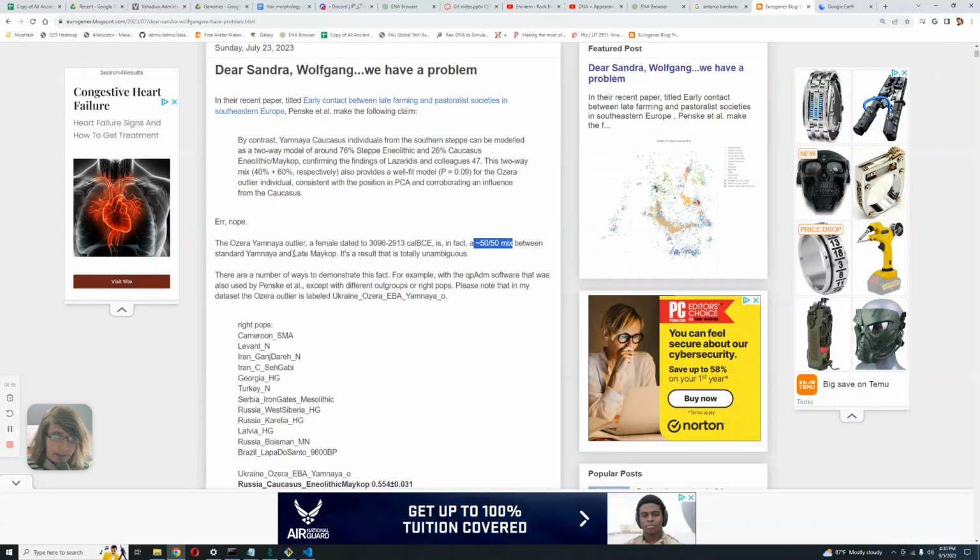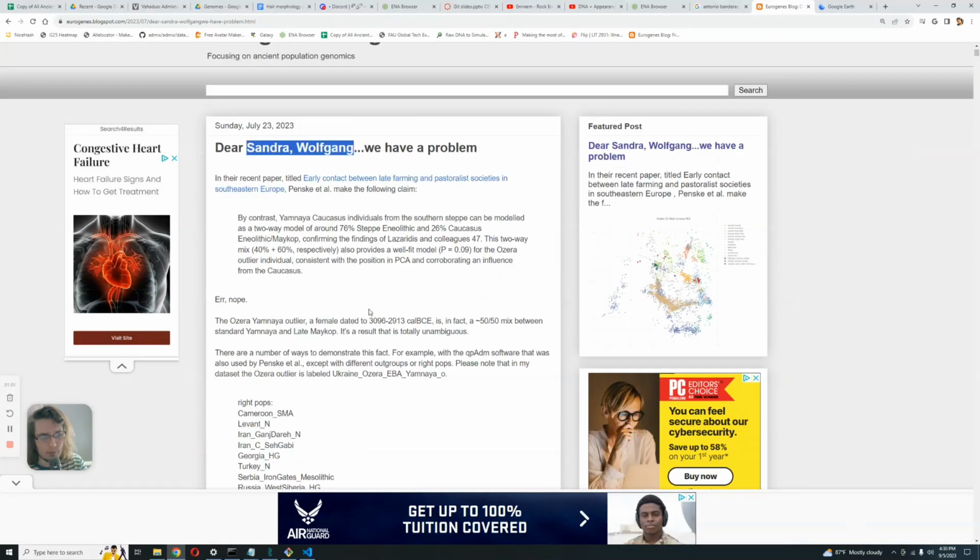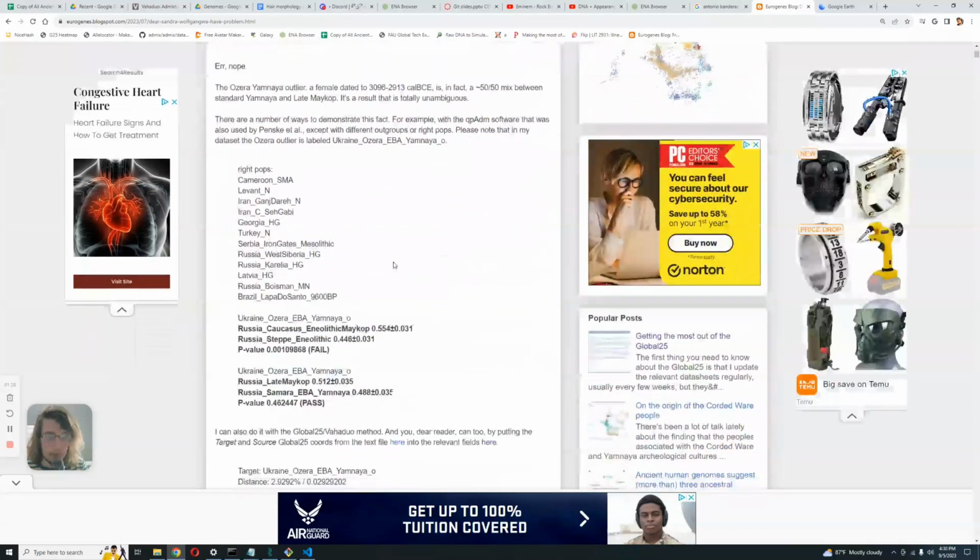Notice how the blogger here says late Maykop instead of Neolithic Maykop, which is what the original study was trying to push. The original study by Sandra and Wolfgang, I assume, was trying to push the narrative that this sample is a mixture between Neolithic Maykop and steppe Neolithic, right? But that's not the case. You can't model this sample as a mixture of Neolithic Maykop and steppe Neolithic. That's not how it works. You just can't do it. And I'm going to show you why.